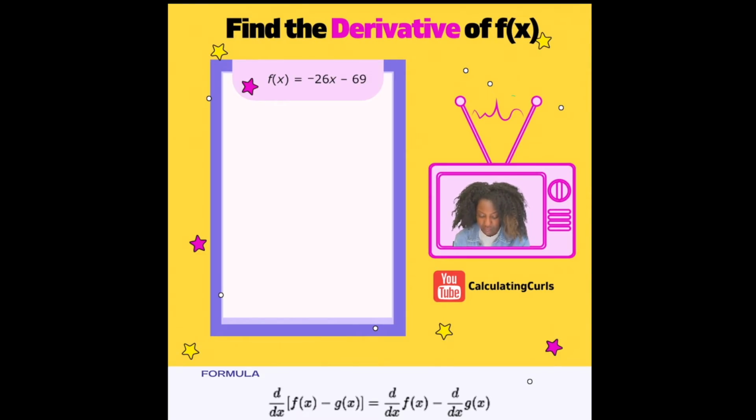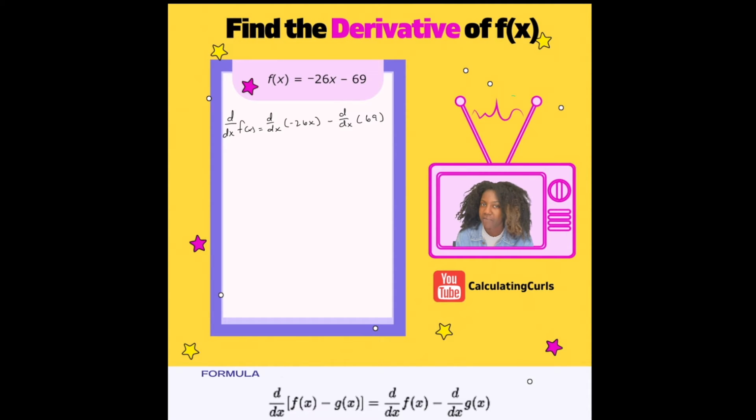Two's a couple, three's a crowd. All right, so we need to find the derivative of our function f of x. And f of x is equal to negative 26x minus 69. As you see, we have our difference rule formula at the bottom. So as we are finding the derivative of our function, once again, we take the derivative of each term individually. So we find the derivative with respect to x of our first term, which is negative 26x, minus the derivative with respect to x of our second term, which is 69.